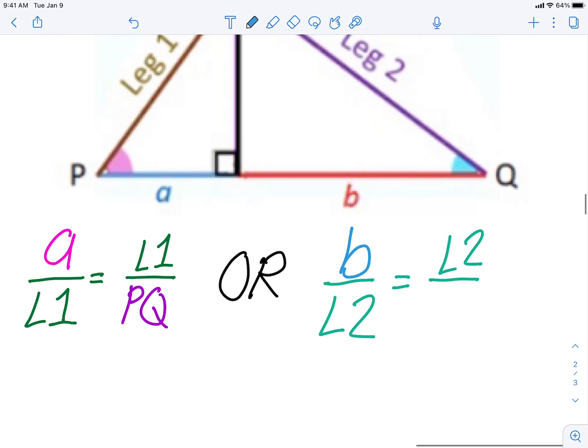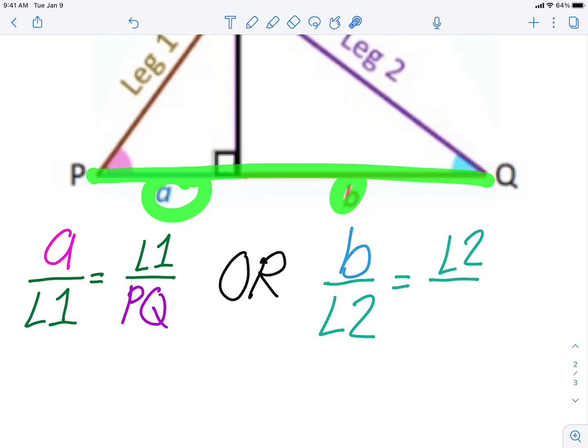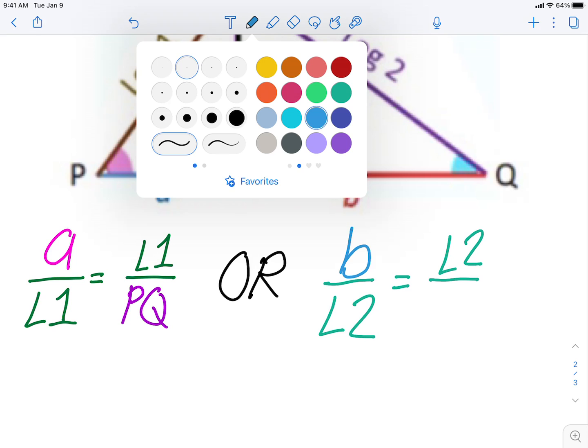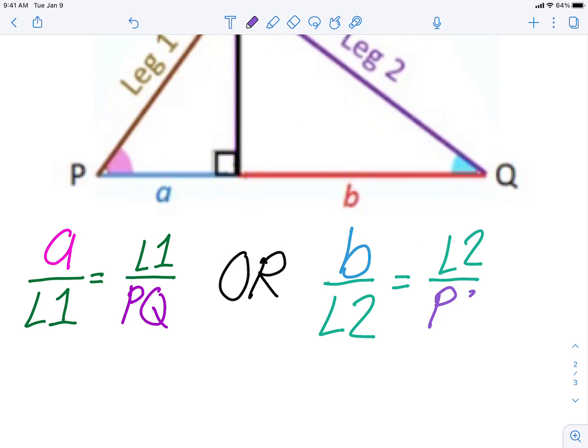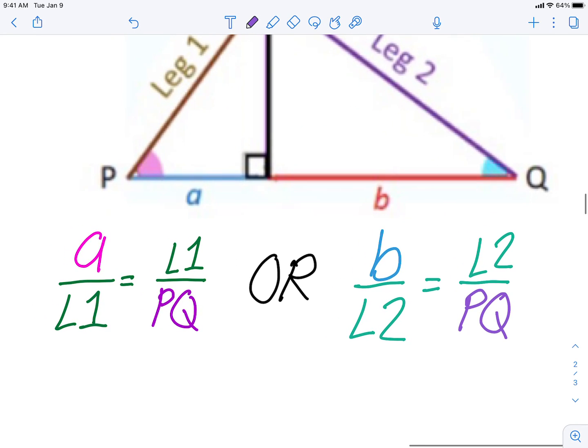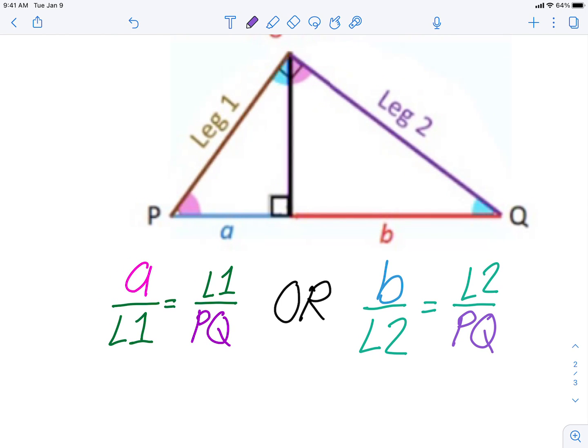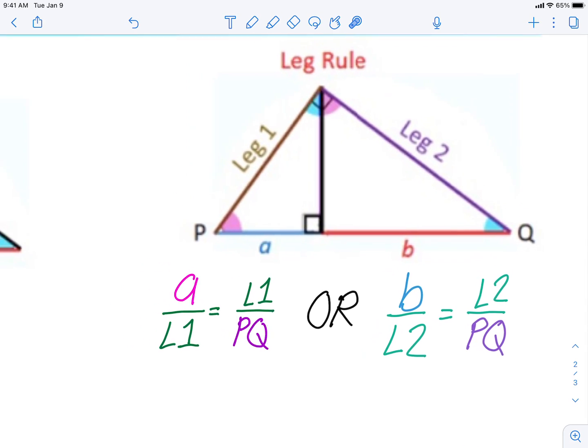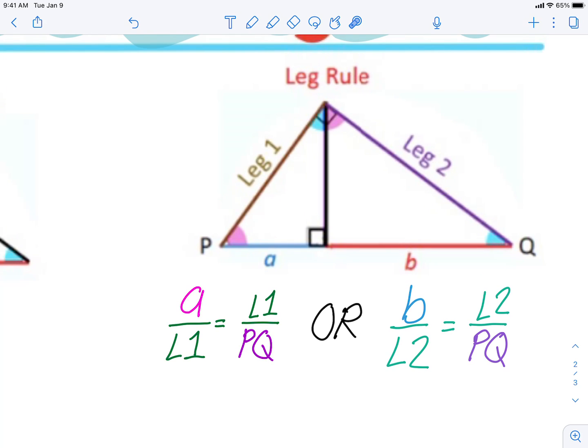And then just like the first one, we're going to get the whole thing, A plus B, this whole thing right here, which is PQ. So that is what we're going to put down here, PQ. Those are the two formulas we're going to use, depending on what's missing: if leg 1 is missing on the left side, or if leg 2 is missing on the right side. And that is what we call the leg rule.